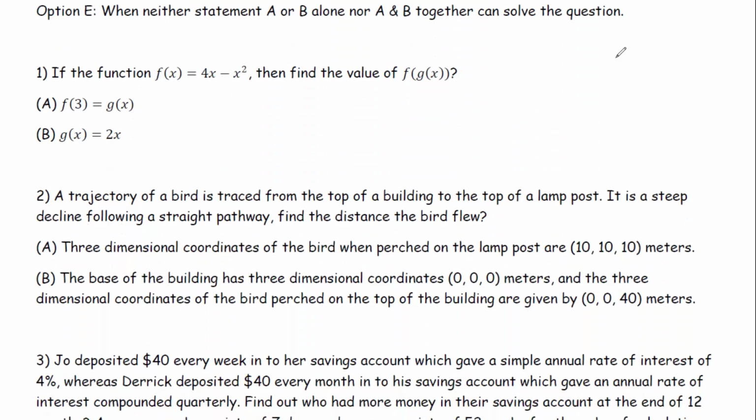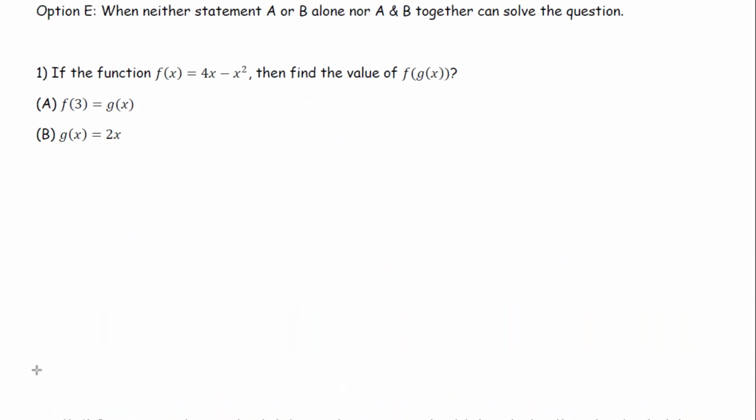First question: if the function f of x is 4x minus x squared, then find the value of f of g of x. A is f of 3 is g of x. Okay, so what is f of 3 from here? Wherever you see x, you replace it with 3. So that is 12 minus 9. So f of 3 is g of x.